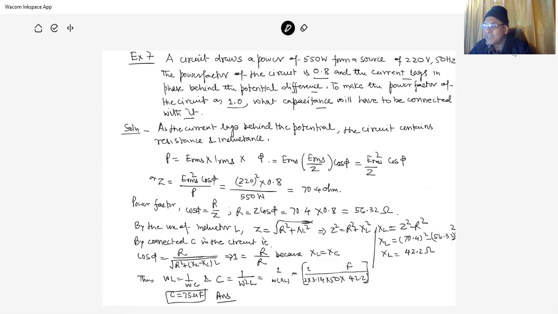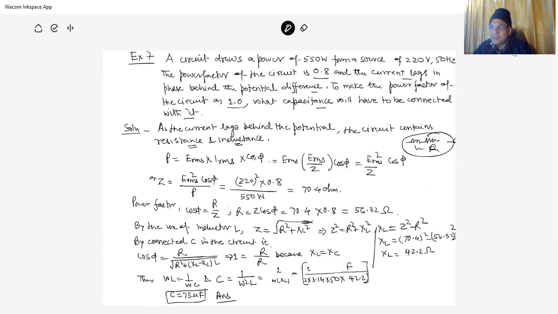Where is the current lagging? Current is lagging when there is an inductor, with resistance L and R. Only in these cases does the current lag behind the voltage. So the current lags behind the potential. The circuit contains resistance and inductance, definitely L and R. So the average power is E_RMS times I_RMS times cos phi.